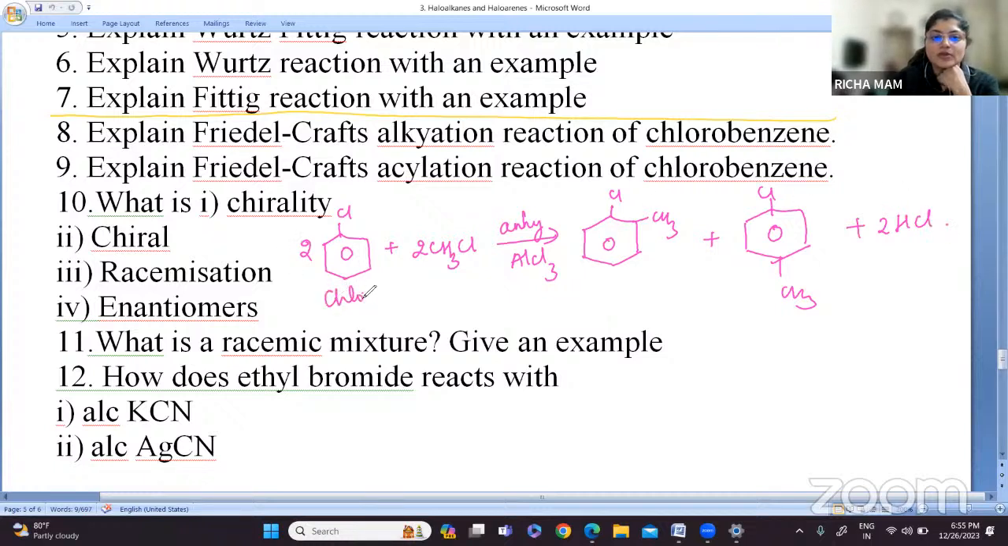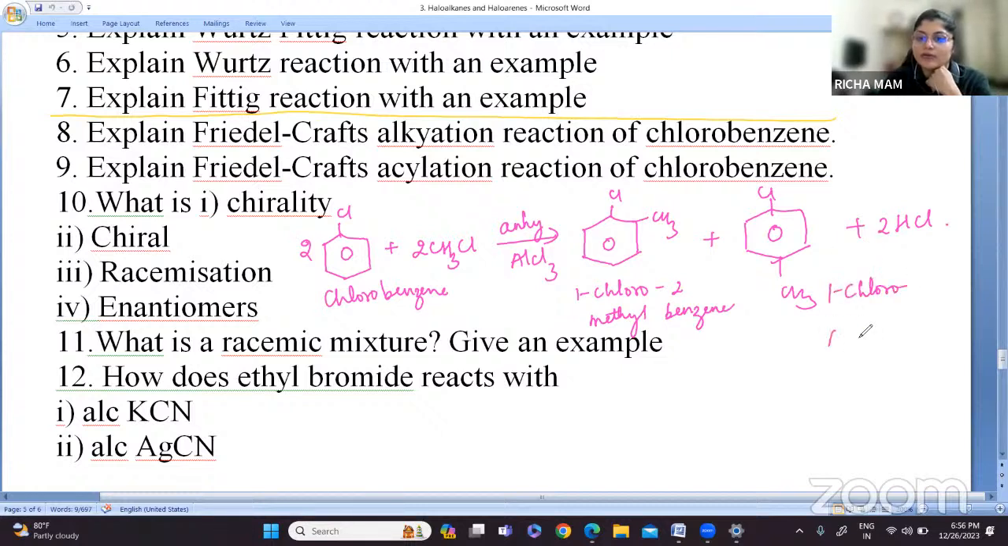So this is 1-chloro-2-methylbenzene, and this is 1-chloro-4-methylbenzene. Yes. So this is alkylation. We are doing alkylation. So I'll give the statement. This is our chlorobenzene. Chlorobenzene reacts with methyl chloride in the presence of anhydrous AlCl3, that is aluminium chloride, to form ortho and para products.